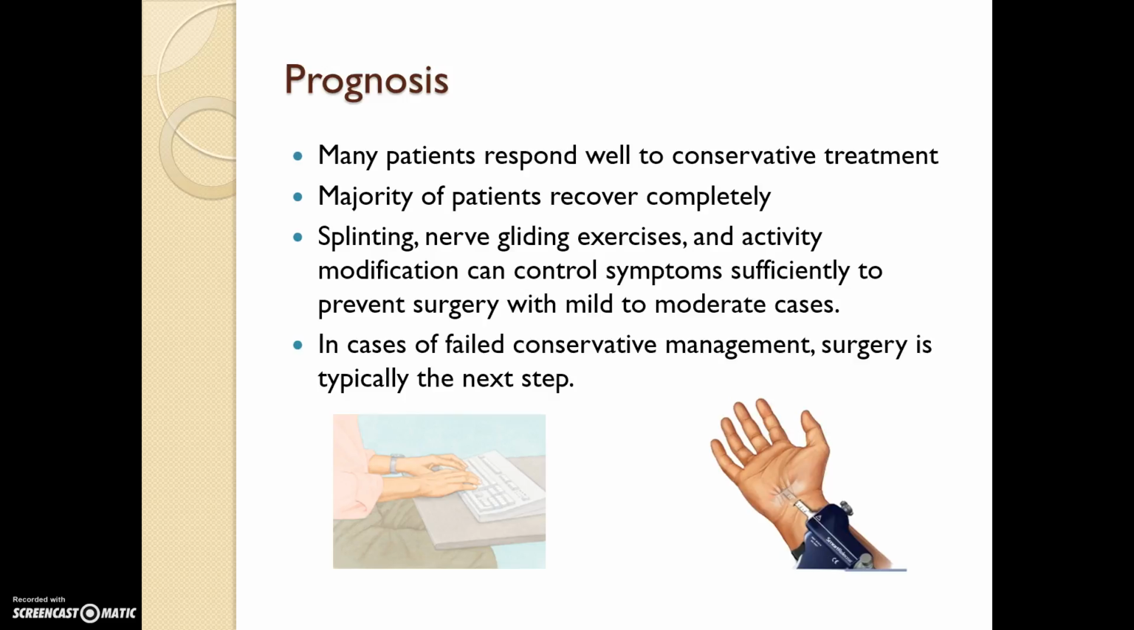Many patients respond well to conservative treatment. The majority of patients recover completely. Splinting, nerve gliding exercises, and activity modification can control symptoms sufficiently to prevent surgery with mild to moderate carpal tunnel syndrome. In cases of failed conservative management, surgery is typically the next step. Many patients who do go on to have surgery experience reduction in their symptoms.